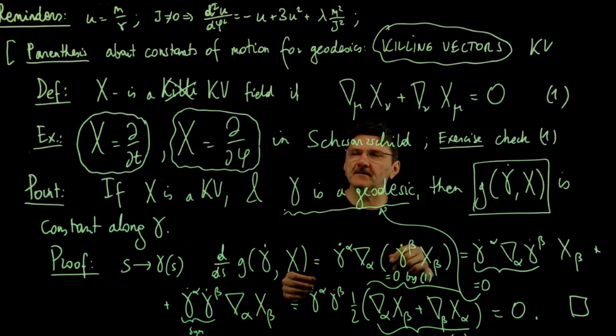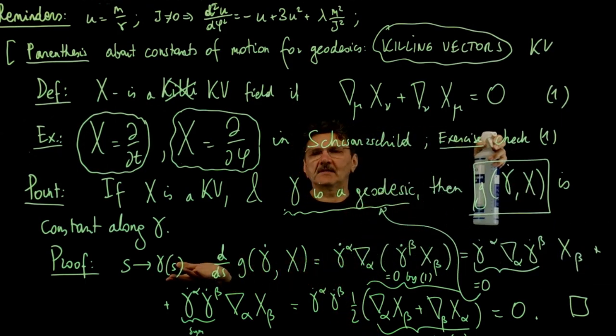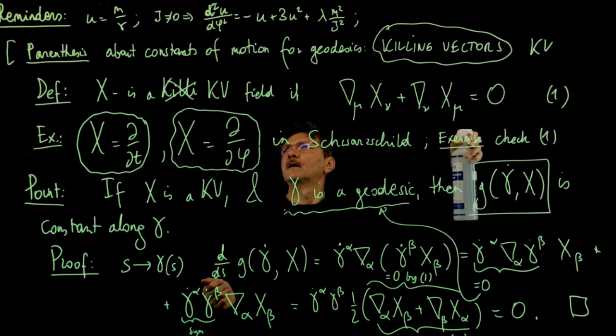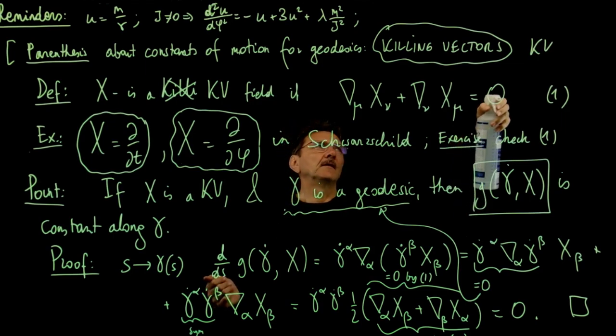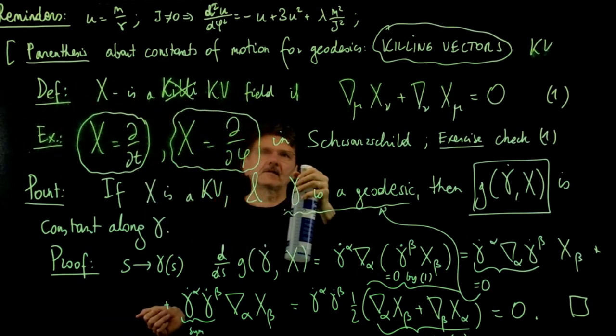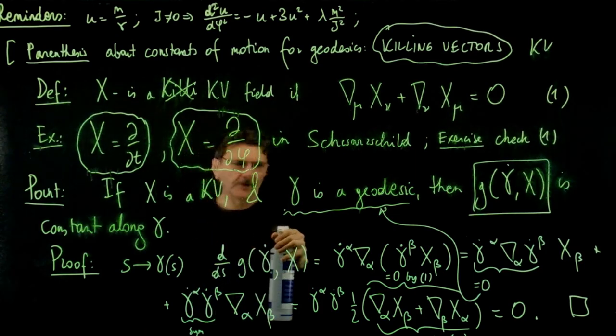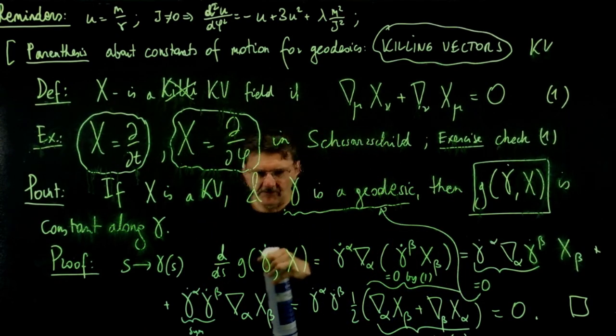We've derived this constant of motion from the Lagrangian, right? So that's another way of doing this, but one way of thinking about this constant of motion is exactly this story with Killing vectors.